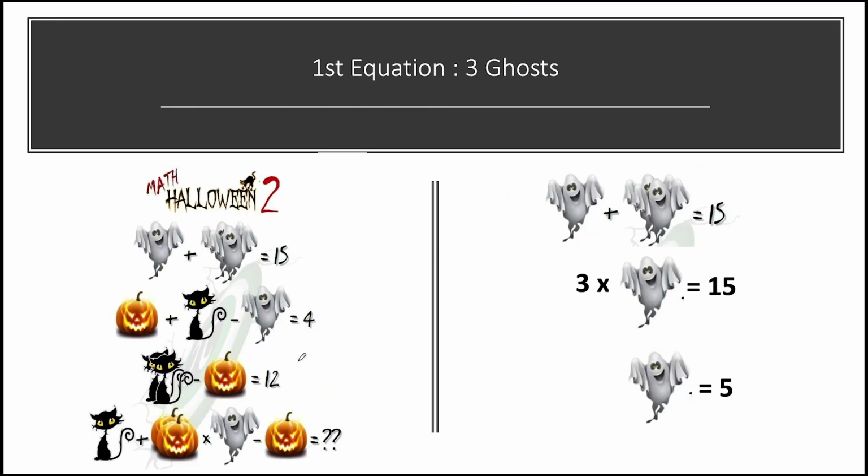Jumping on to our first equation. In the first equation, we have three ghosts, one, two, and another one is behind this ghost, and their sum is equal to 15. On solving this, we will get 3 into ghost is equal to 15. So ghost value comes out to be 15 by 3, that is equal to 5. We have solved our first equation.